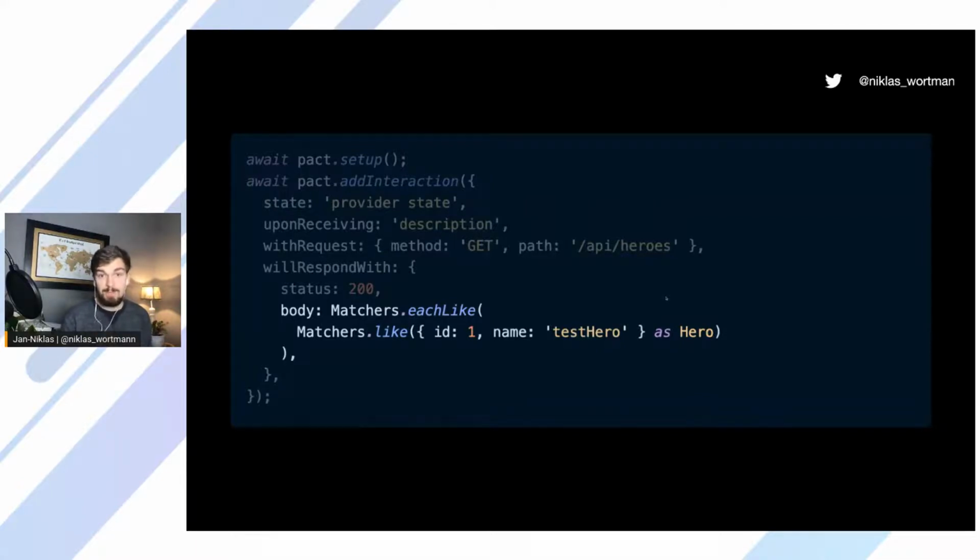Therefore, we used eachLike, and it does a strict check on the properties, so there has to be an ID and a name. And it does a strict check on the type of the value. So the ID value always has to be of type number, and the name value always has to be of type string. I just did the S0 here to get some kind of IntelliSense feature so that I don't have to come up with the proper names on my own.